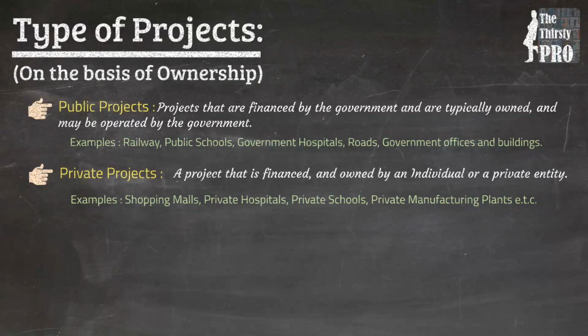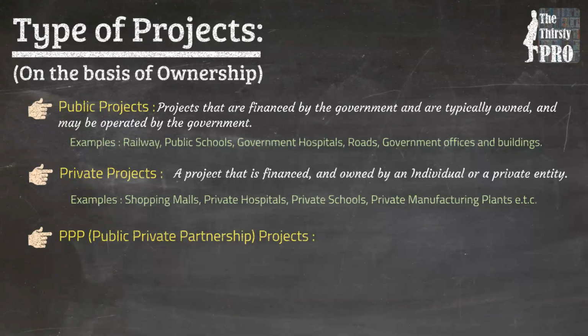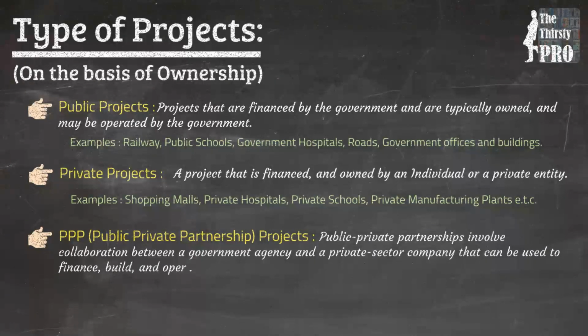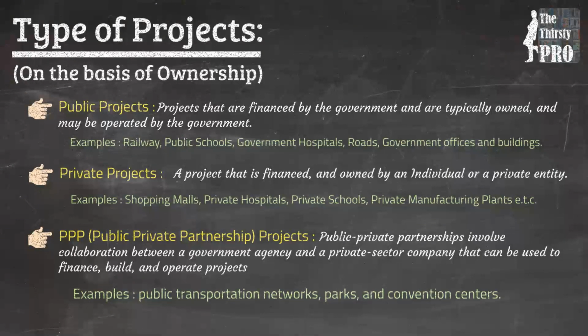Then comes public-private partnership projects. They are also referred to as PPP projects. These projects involve collaboration between a government agency and a private sector company that can be used to finance, build, and operate a project. For example, constructing a public transport system, parks, and convention centers, and so on.